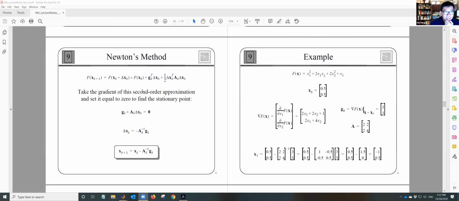Now take the gradient of this second order approximation, set it equal to 0. You directly find the stationary point. You just set this one, take the gradient of the approximation, set it to 0. Then obviously what are you left? What is left is gk plus ak delta k, delta xk. So you find that you have the optimal xk location. If you know Hessian, just by one step, you reach the minimum.